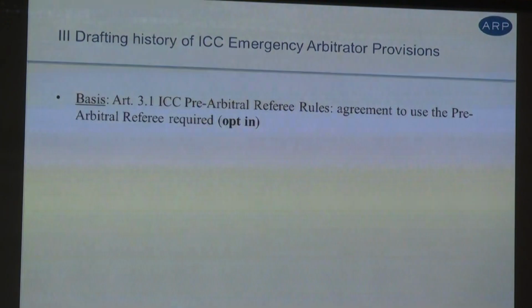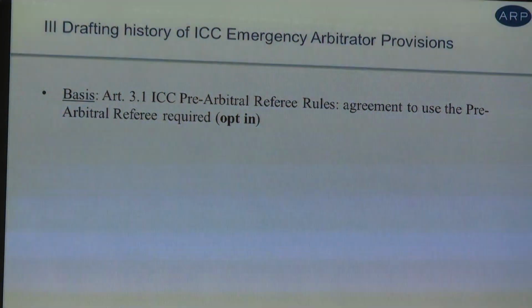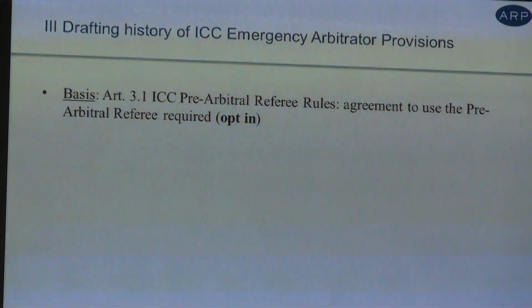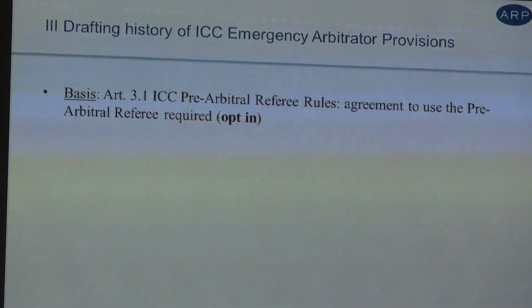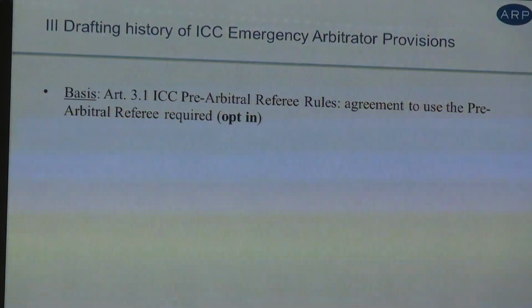drafted the 2012 rules, and there were very long and tough debates, especially regarding the ICC emergency arbitration provisions. The starting point was Article 3.1 of the ICC, the pre-arbitral referee rules. A few members of the Working Commission said we already have an instrument which might grant pre-arbitral relief. We do have the pre-arbitral referee rules. According to these rules, the parties must agree in writing that they shall be applicable.